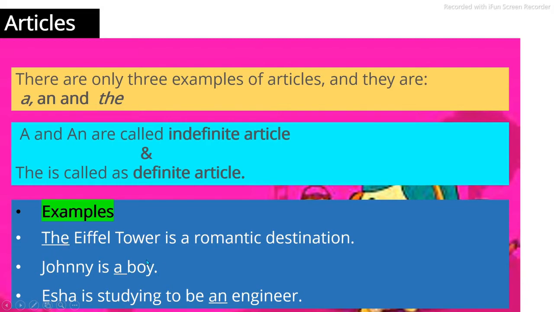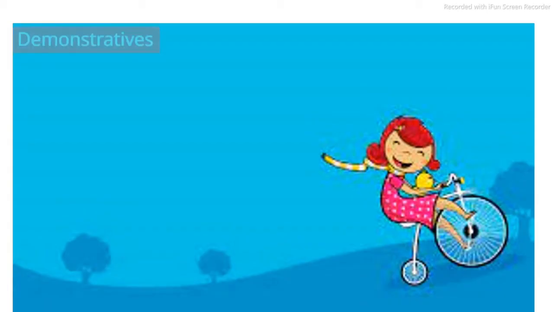And Johnny is a boy. So here boy is the noun which is modified by the article a. So it is also called a determiner, and it is used to show that there is one boy. One means it is used before singular nouns to show that this is one in number. Isha is studying to be an engineer. So here engineer is the noun, and an is the article used before that to show the number of the noun.